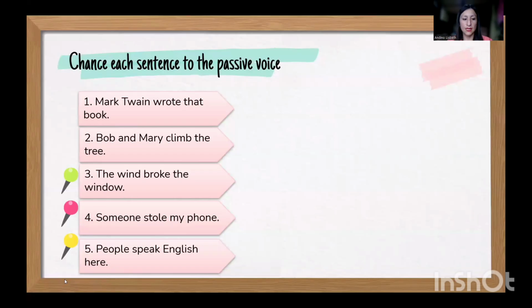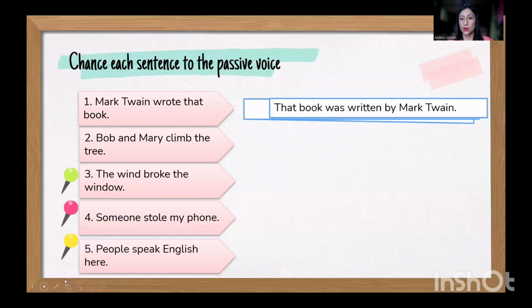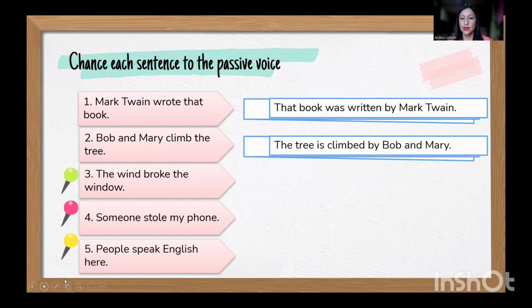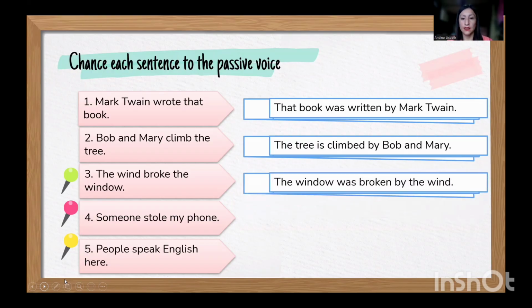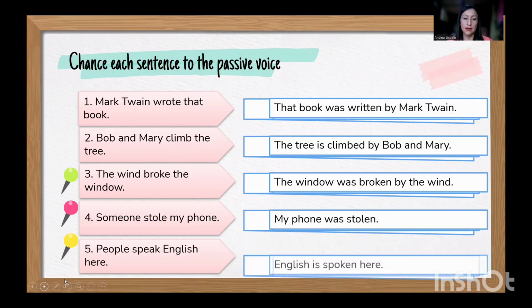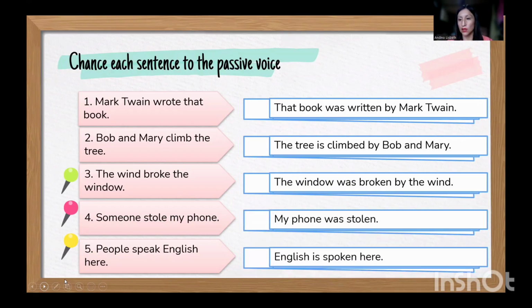Okay, number one is that book was written by Mark Twain. Number two, sorry, the tree was climbed by Bob and Mary. Number three, the window was broken by the wind. Number four, my phone was stolen. And number five, English is spoken here. Well done, guys.